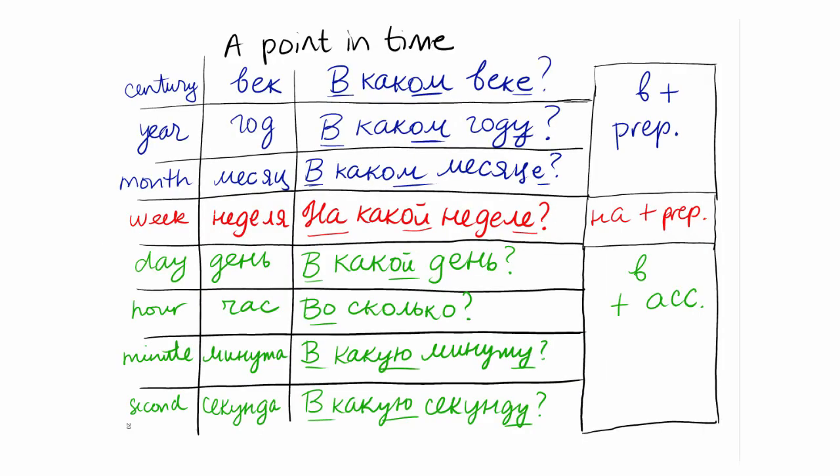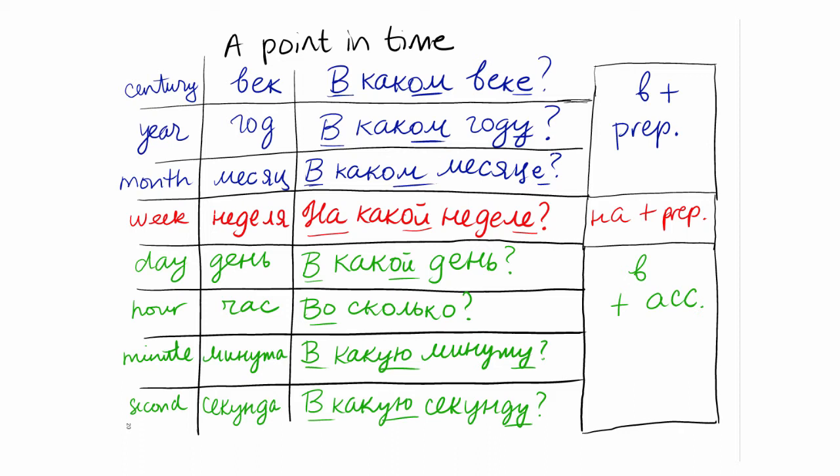In this video, we'll do a quick review of time expressions. If you notice the big chunks of time like century, век, year, год, month, месяц, use в plus prepositional. I guess they are big enough that you can be located within them. В каком веке? В каком году? В каком месяце? When you're talking about a week, it's на plus prepositional. На какой неделе?